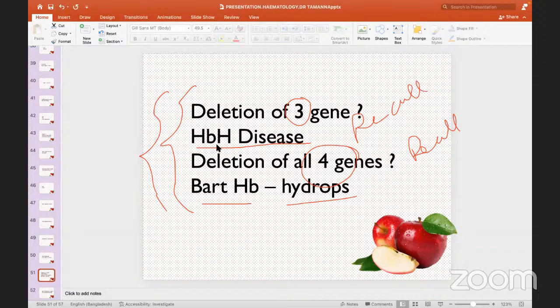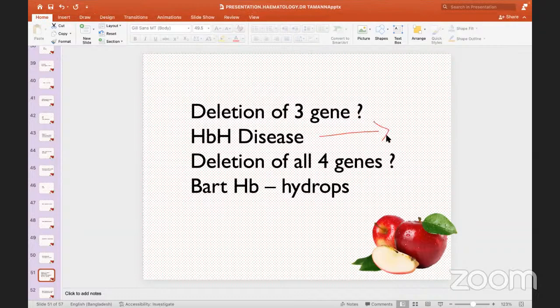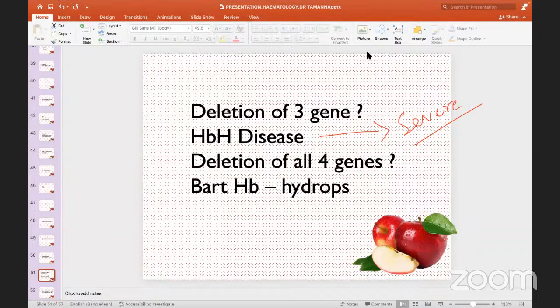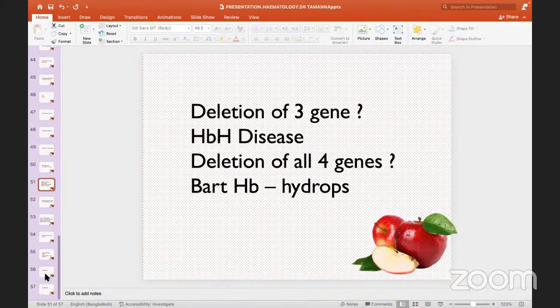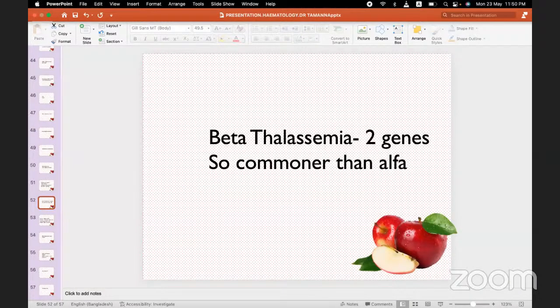So deletion of three genes is called hemoglobin H disease. Deletion of four genes is called Bart's hemoglobin or hydrops fetalis, and it is a very, very rare condition, and it causes fetal death. So they do not survive usually. Heart failure, edema, hydrops fetalis. In hemoglobin H, even though they have Bart, they have a severe variety of disease like beta thalassemia major. They also have severe anemia in hemoglobin H disease. And the treatment is the same as beta thalassemia. Okay. Any question?